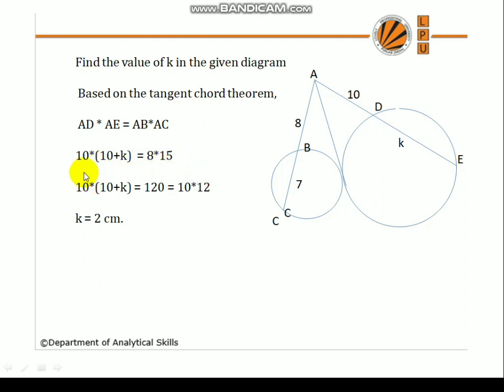Therefore, 10 into 10 plus K equal to 8 into 15. What is 8 into 15? 120. Now I want to write 120 as a multiple of 10. How can we write it? 10 into 12. So 10 cancels. 10 plus K is equal to 12. Therefore, K is equal to 2 centimeter. So the value of K is 2 centimeter here. Let's see the next problem.